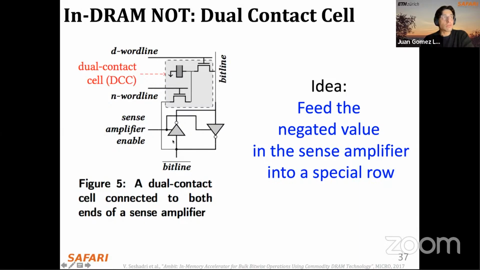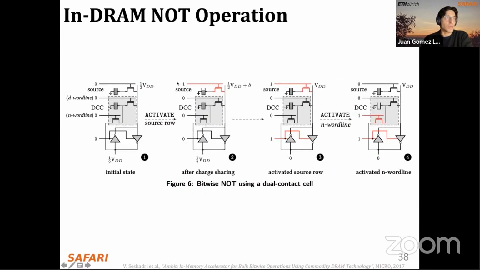And the sense amplifier, as you see here, is essentially composed of two coupled inverters. So whatever voltage value we have here in the bit line will be inverted in this bit line bar output. And we can use this bit line bar output to connect it to the N word line, to the access transistor of this N word line, and eventually charge the capacitor of the dual contact cell. And here you see how this operates.